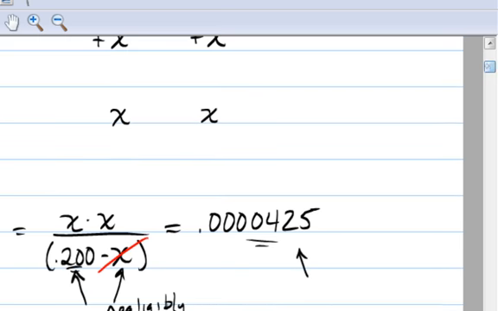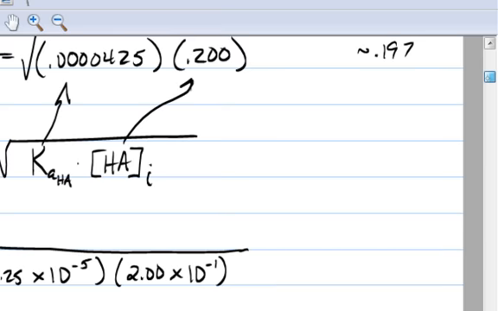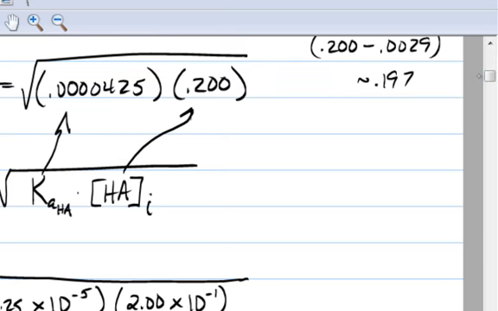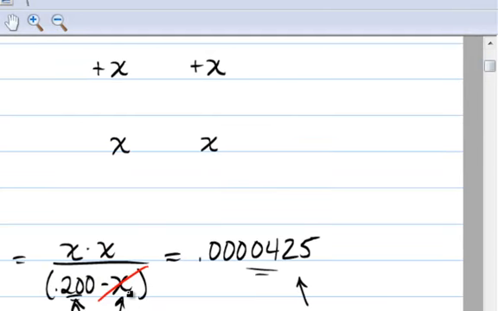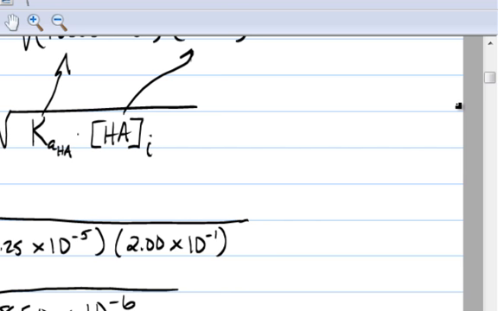So all of this can be done with a good deal of accuracy without a calculator. And initially, at least for practice, you can always check your answer with a calculator. Had you done this quote-unquote exact calculation, not neglecting X, and solved for X, you still would have ended up with, to two significant figures, a pH at equilibrium of 2.5.